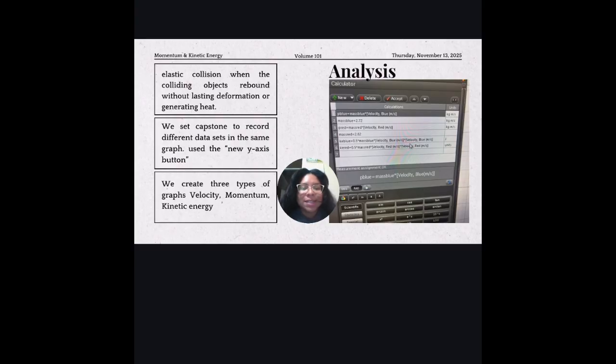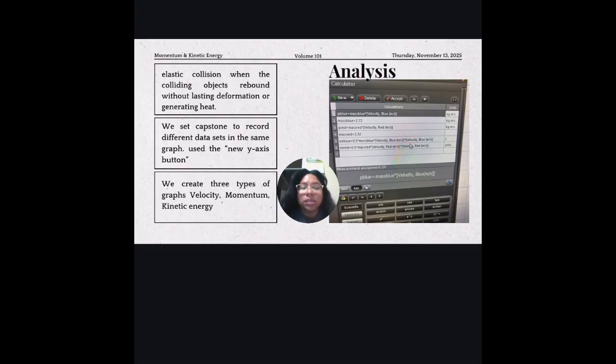This is the data analysis of lab 8. Before we started this lab, we did have to do some calculations. We were first introduced to elastic collisions, where colliding objects rebound without lasting deformation or generating heat, and inelastic collisions, which do generate heat and where the objects tend to stick together or deform. But the carts that we were given weren't set up for the inelastic, so we only conducted elastic.